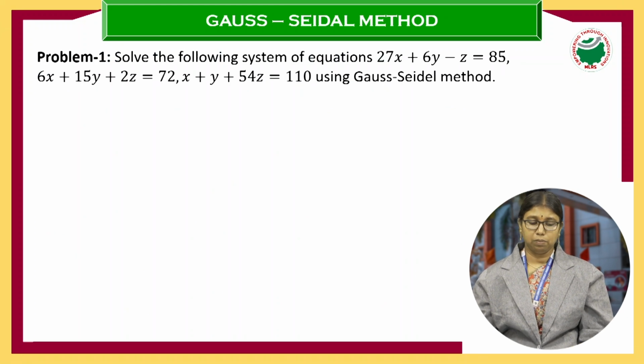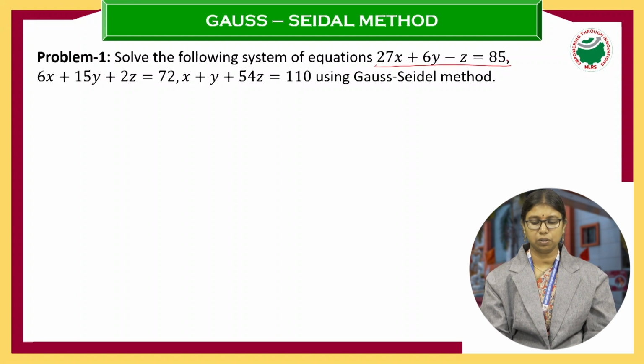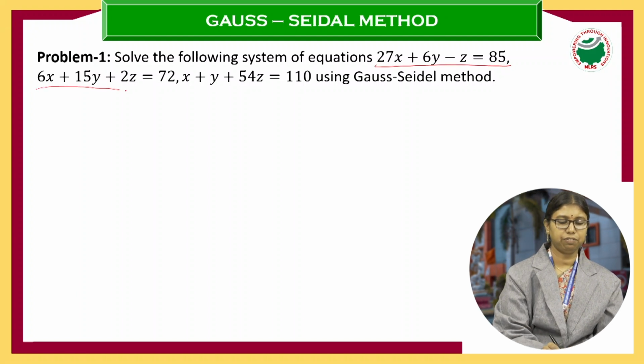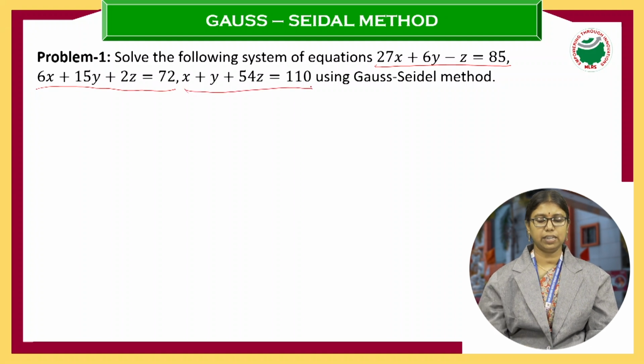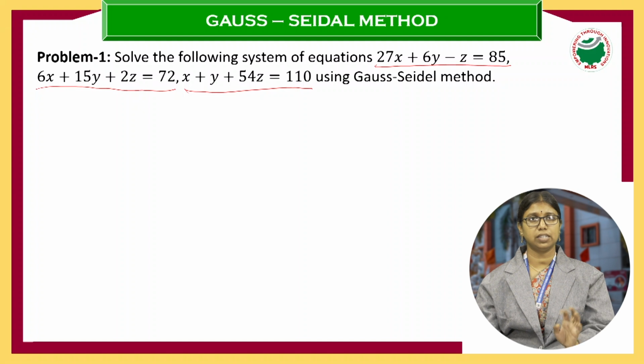See here, I am taking one problem. Solve the following system of equations: 27x plus 6y minus z equal to 85, 6x plus 15y plus 2z equal to 72, x plus y plus 54z equal to 110, using Gauss-Seidel method.